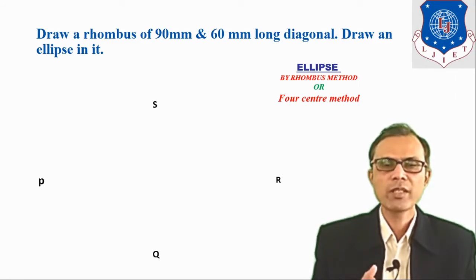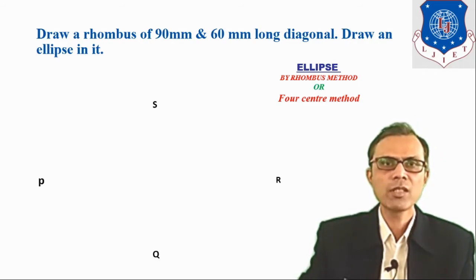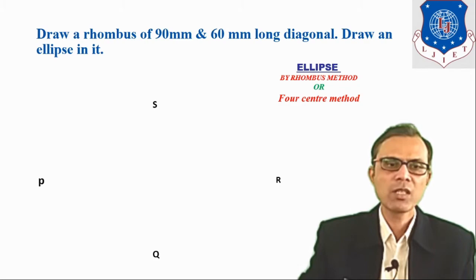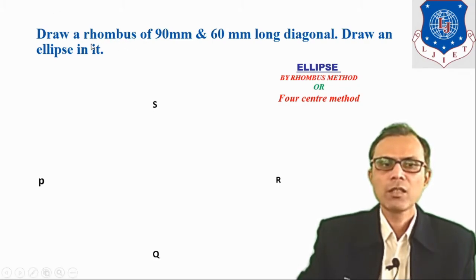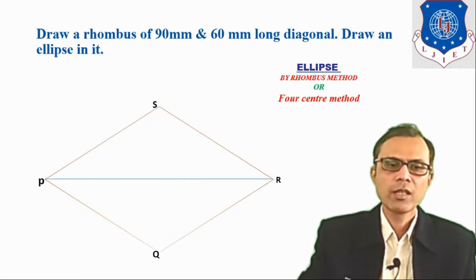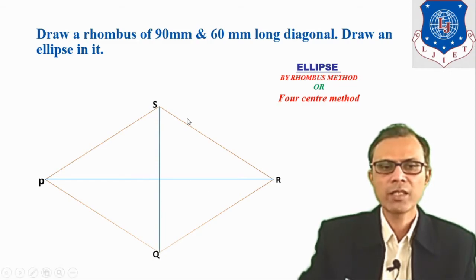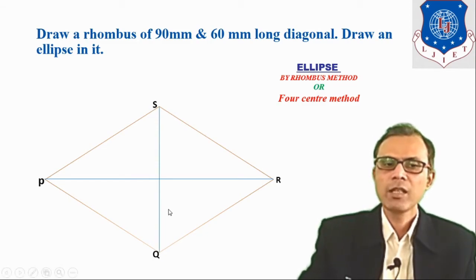So here the rhombus size is given as 90 by 60 mm. So actually these are the diagonals. It's not the size of the side of the rhombus, but a rhombus of 90 mm, 60 mm long diagonal. So these are actually the diagonal sizes 90 and 60. So we are taking PR as 90 and QS as 60 mm. So these are the two diagonals, PR and SQ.